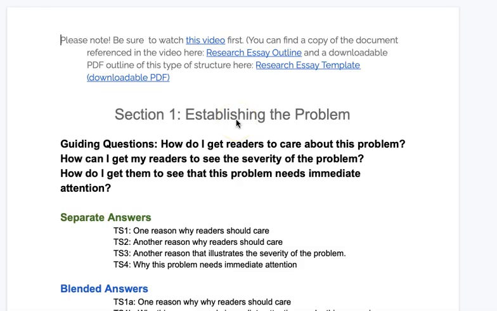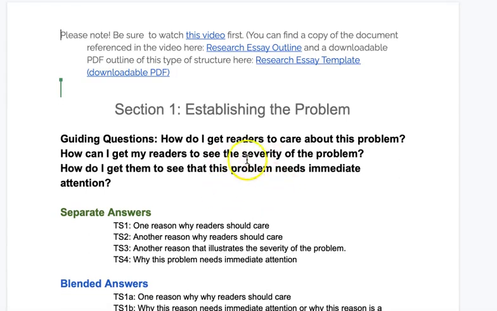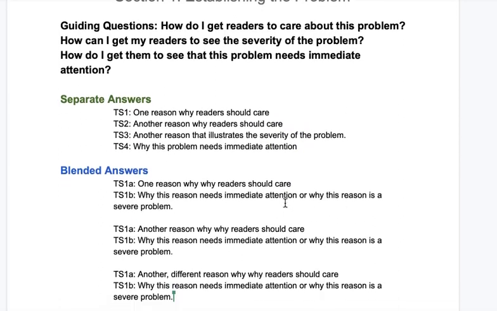So when we think about establishing the problem, I want you to think about these guiding questions here. So how do you get readers to care about it? How do you get them to see the severity of the problem? And how do you get them to see that this problem needs immediate attention? Maybe those last two are kind of combined somehow. So there's a couple of ways that you can do this.